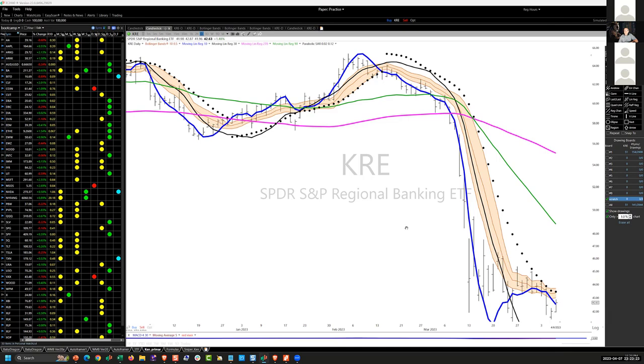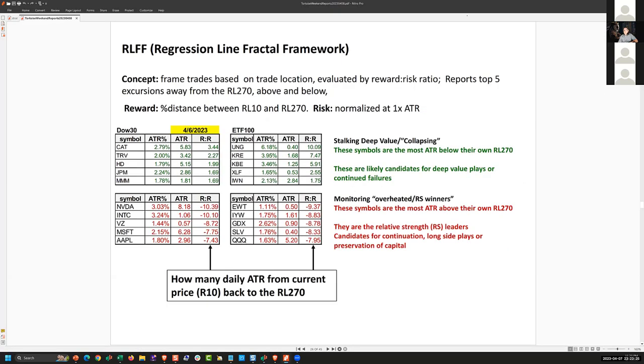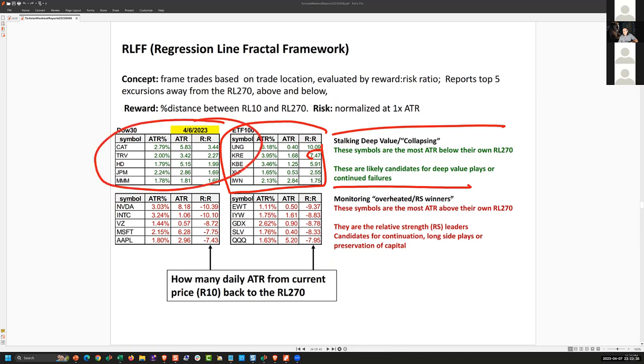How do I know that? Except for natural gas, because it's 7.3. So these are the 5 best deep value plays in the ETFs, and those are the symbols. And these are the ones that are the most overheated. It's the same thing, but in the other direction.